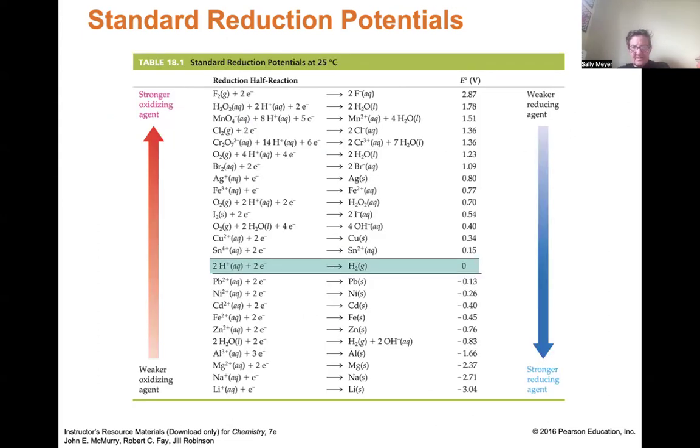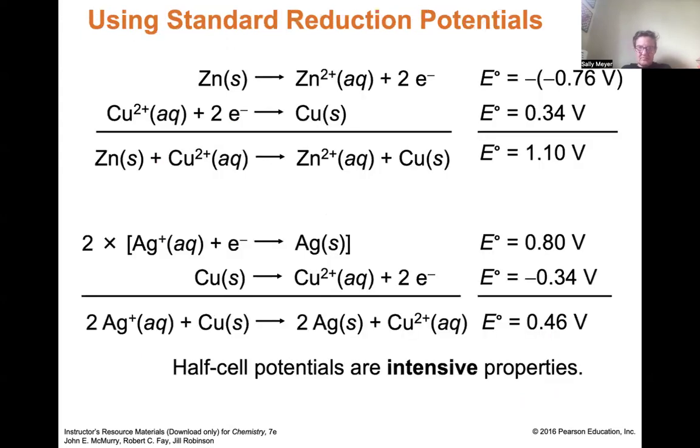This is just a list of some of the cell potential values. In the back of your book, you have a much more extensive table than this one, but it's just showing you where hydrogen is in the middle. And if these are all reduction potentials, that means at the top, these are the things that want to be reduced the most. And as you get towards the bottom, it's the opposite. The oxidation process is favored.